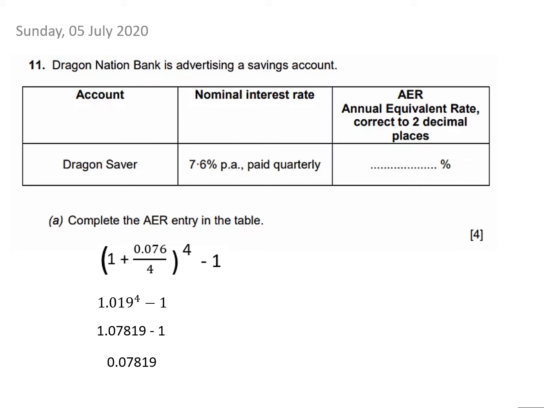This is where I say be careful not to round too much, because what we need to do now is turn this decimal back into a percentage to find the AER, and we do that by multiplying by 100. In other words, taking our decimal point 2 to the right, and that gives us 7.8, and we can round the 19 to be a 2. So our AER is 7.82.